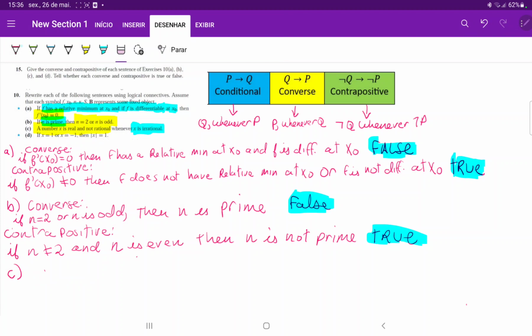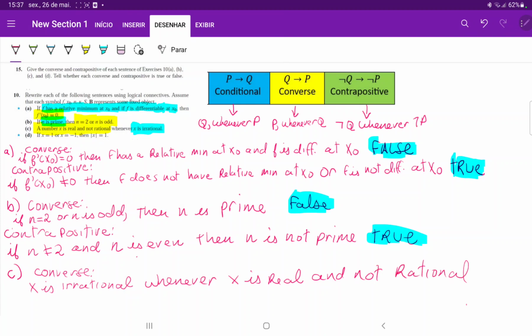Oops, I should have said converse. X is irrational whenever X is real and not rational, right? So X is irrational whenever X is real and whenever X is rational. This is true. So this one is true, right?